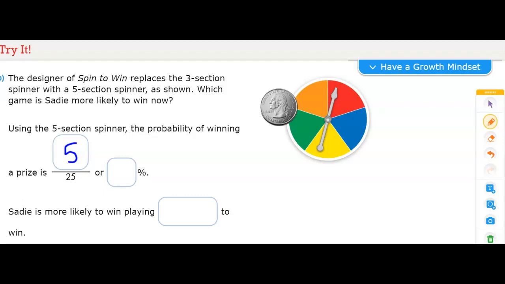So now, to find the percent, all you have to do if using a calculator is 5 divided by 25, and that will give you your percentage. In this case would be 0.2, or you could have written it as 20% as well. So Sadie is more likely now to win the Flip to Win instead of the Spin to Win. So let me put flip.